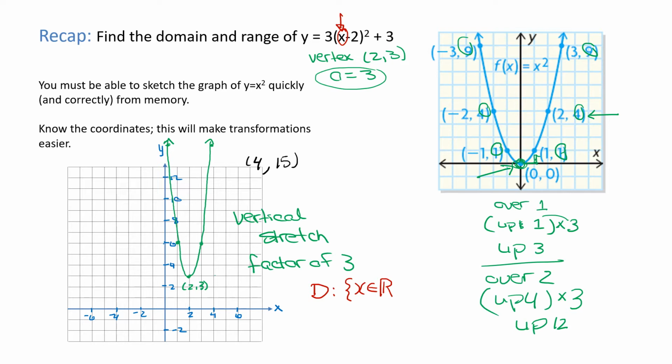There's no restriction. I can't say, oh well, once I get to x equals 20, then I can't go any further. That's not the case. So for all quadratics, unless they're a word problem, all quadratics are x is an element of real numbers. That's the domain. There's no restrictions on your x's. You can put whatever you want in there. But what about the range? So there is always a restriction on the range.